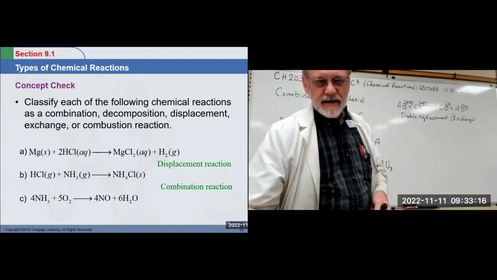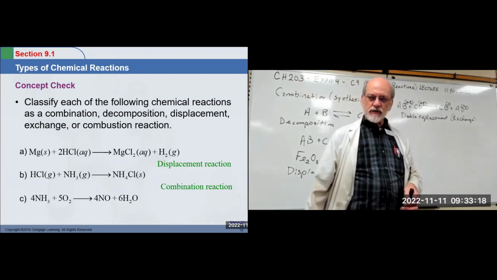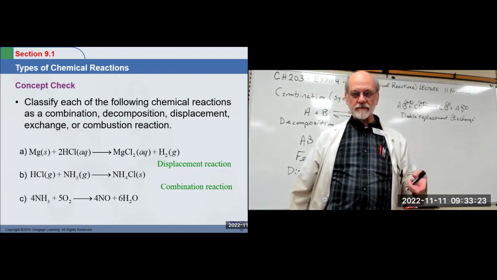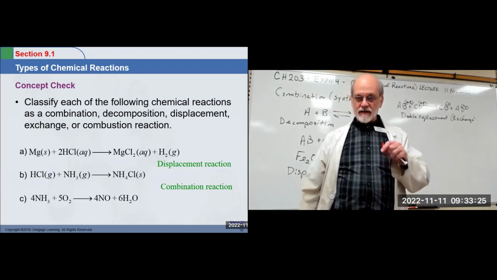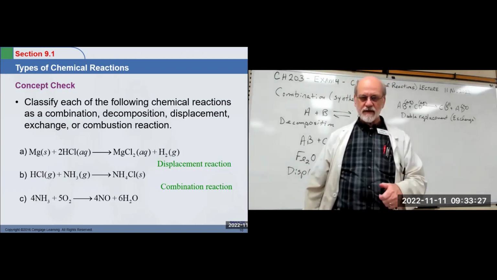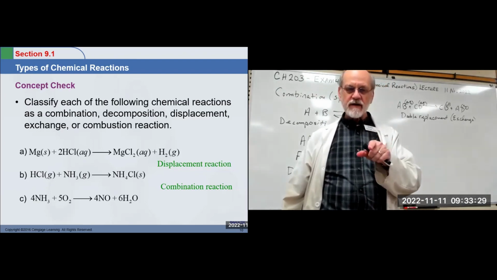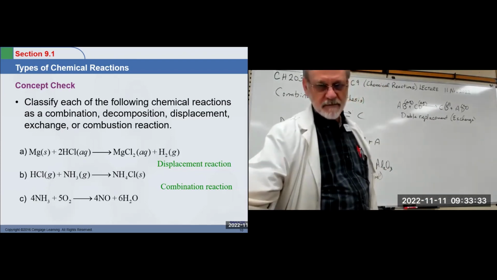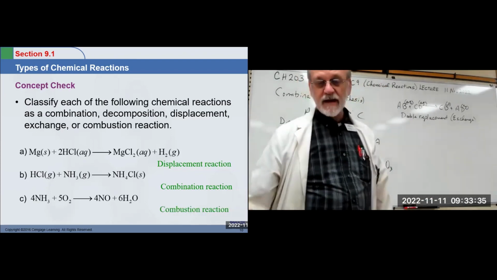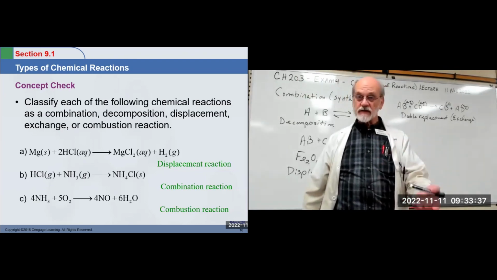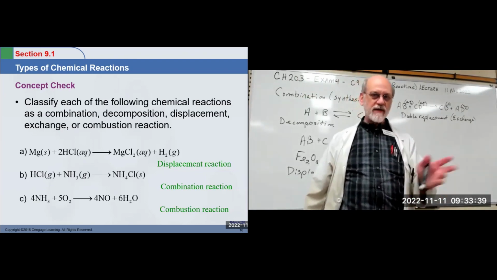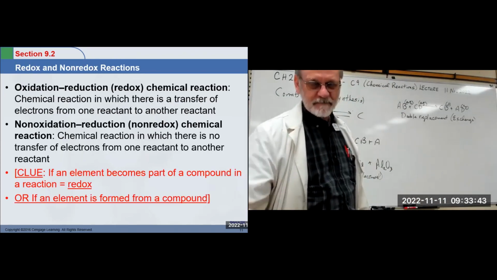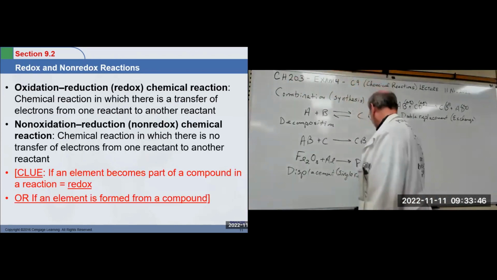Let's see. Ammonia and oxygen produce nitrogen monoxide and water. The key here is oxygen. You see oxygen sitting right there combined with ammonia. That is a combustion reaction. And it's also an oxidation reduction reaction, which we haven't defined yet, but we will. In fact, we're going to do it right now.